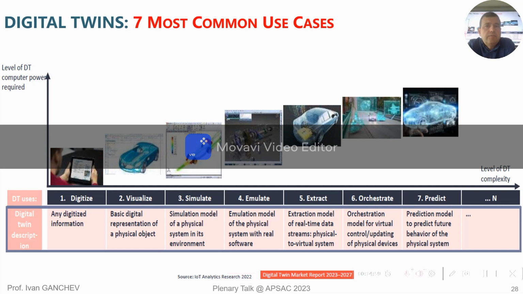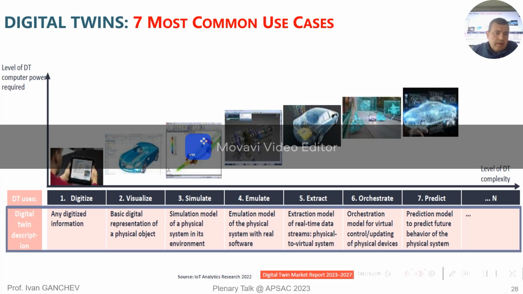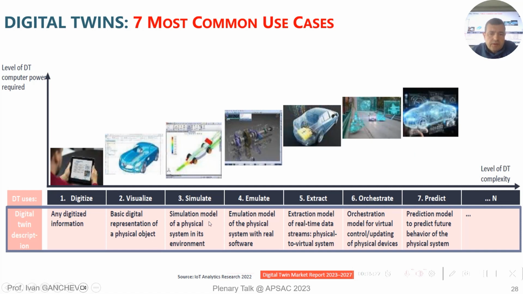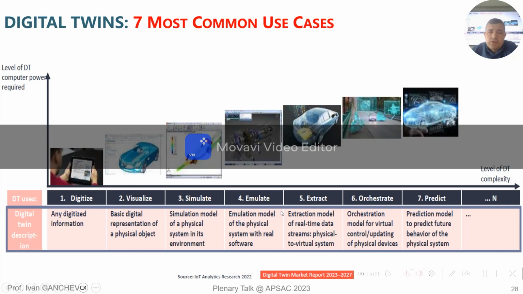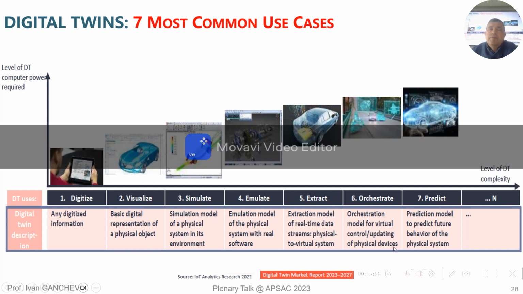Here you can see the seven most common use cases of using the digital twin technology, starting with a simple digitization of data. So any information about physical world in the digitized form. The second one is visualization, including basic digital representation of a physical object. Next is simulation, building a simulation model of a physical entity in its environment. The fourth one is emulation, building a corresponding model with real software. Extraction, model of real-time data streams, mostly physical to virtual, but also vice versa. Orchestration, building a model for virtual control and updating of physical devices and systems.